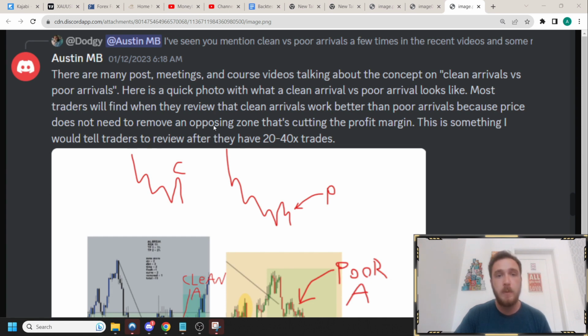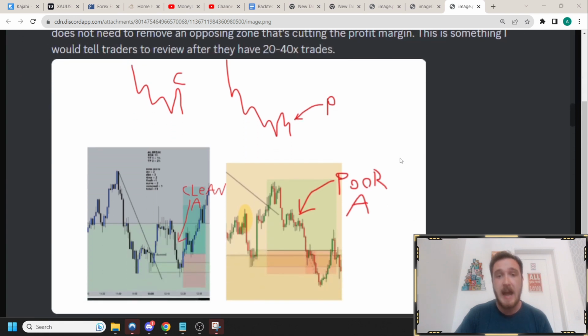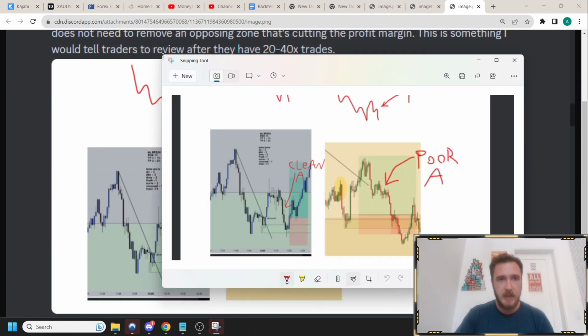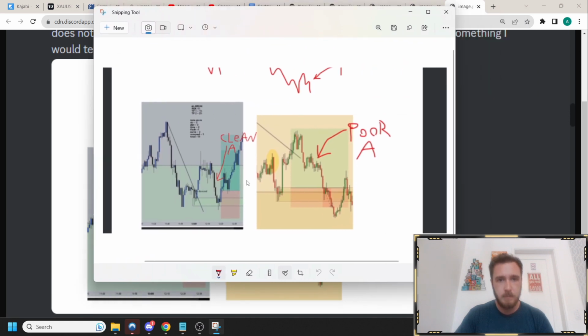does not need to remove an opposing zone that's cutting the profit margin. This is something that I would tell traders to review after 20 to 40 trades. And when I do the review, I've done it hundreds of times with people, 90% of the time they come back with me with the same stats, okay? This is what I mean. I got the picture here. I am going to blow it up.